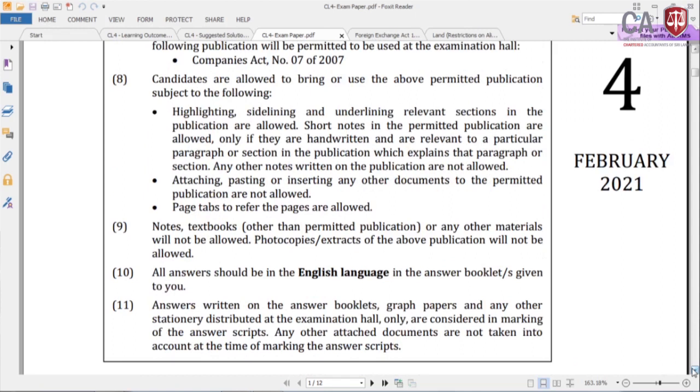So for online exams, there are certain other instructions being given. You need to carefully read through how and what you can make use of. And notes, textbooks, materials, publications, photocopies, extracts will not be allowed. And your answer should be in the English language in the answer booklet. So don't use any other language even to clarify, because the examiner will be looking at how you answer the questions in the English language.